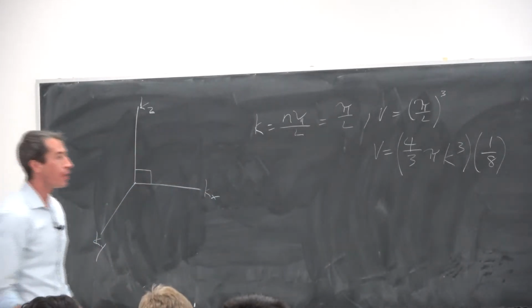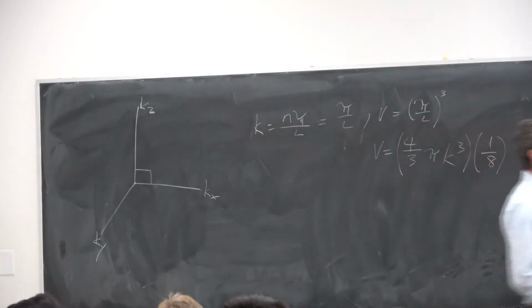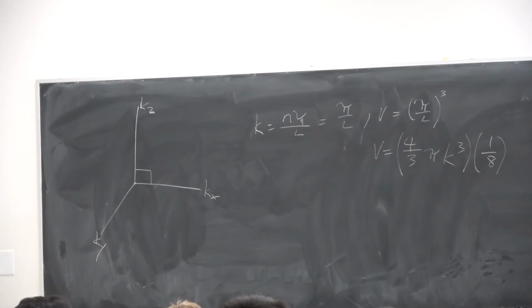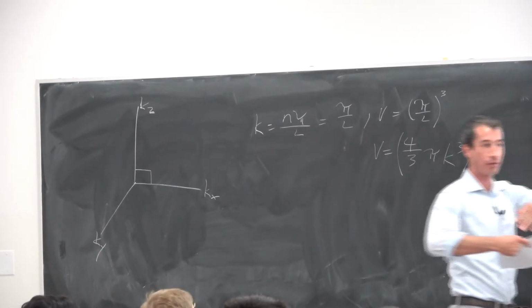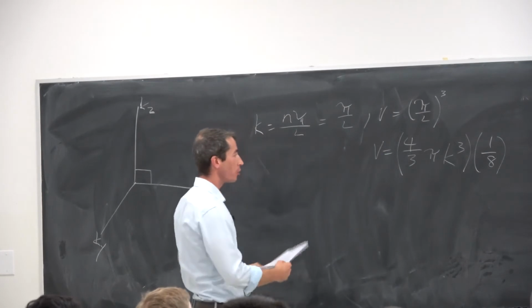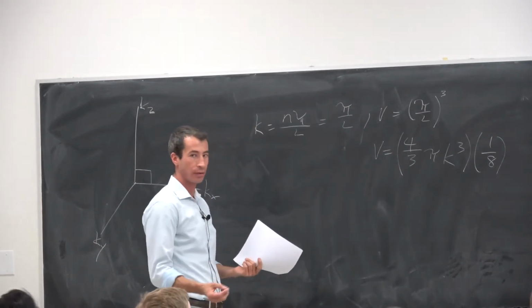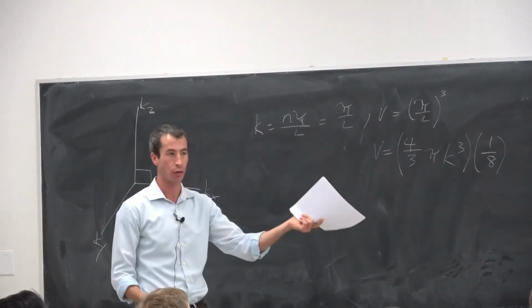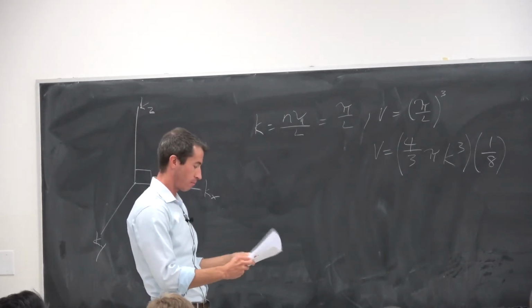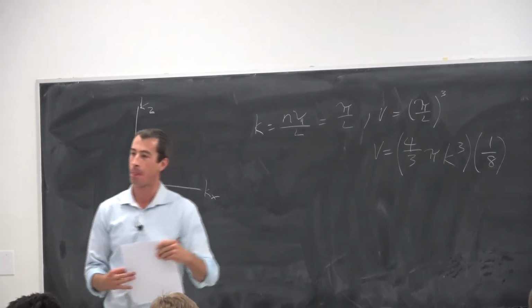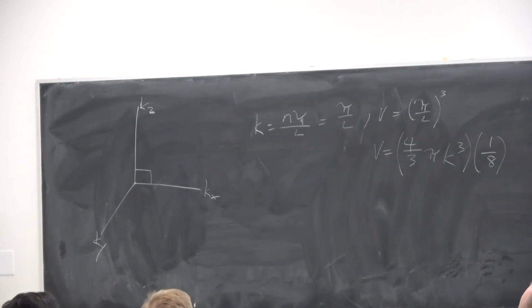So if we were then to think about how many of these tiny cubes I can fit into this volume, you just divide the volume of that 1/8 of a sphere by the volume of one cube, right? We're saying each of these little cubes is equal to one state. One state.